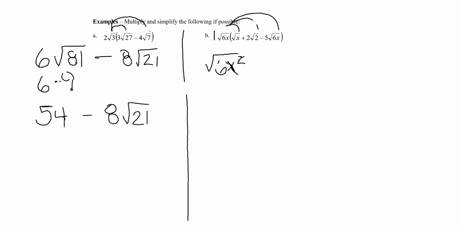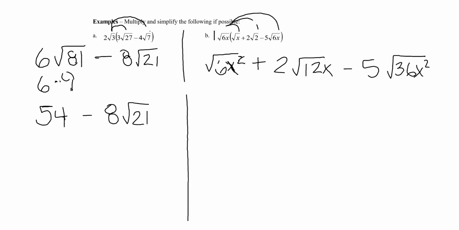Okay. Then we'll keep our plus sign. Again, 1 times 2 is 2, so the outside number will stay the same. And then the square root of 6x times 2 will give us the square root of 12x. Keep our minus sign. 1 times 5 is 5. And then the square root of 6x times the square root of 6x will give us 36x squared. Now I need to simplify if I can. The square root of 6x squared, can't do anything with it, so we're going to leave it as is.